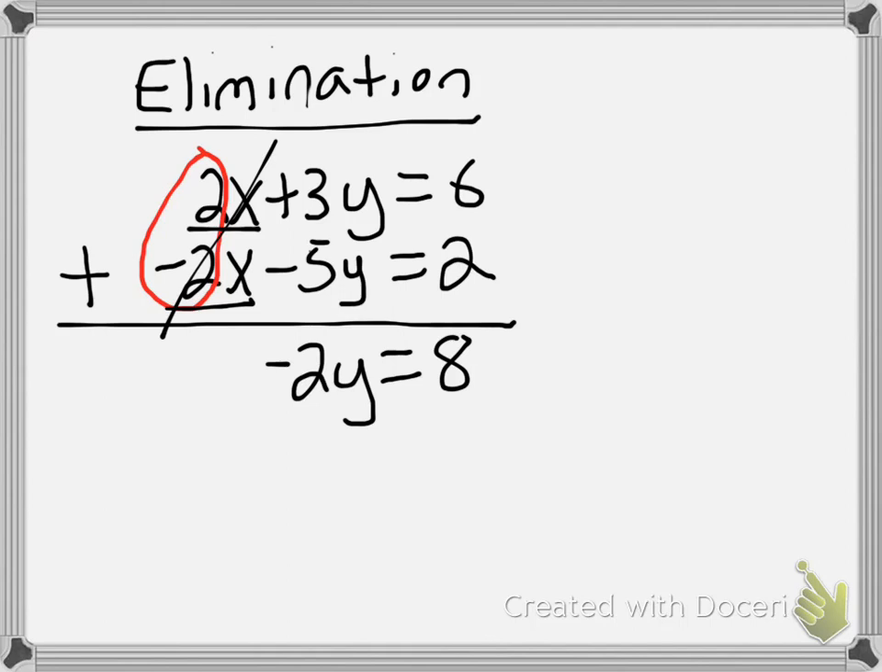So again, with elimination, your goal is to eliminate one of the variables. So when you add the two systems together, one of your variables cancels out. Like on here, the x value is canceled out. You want the same number, just different signs.